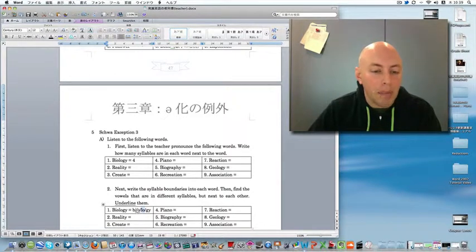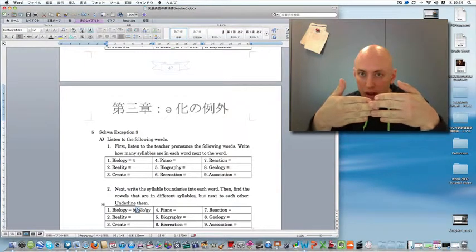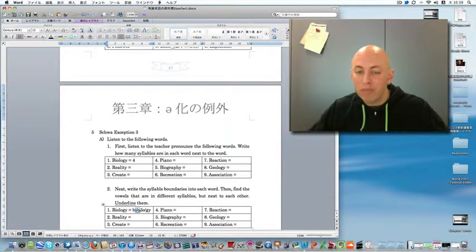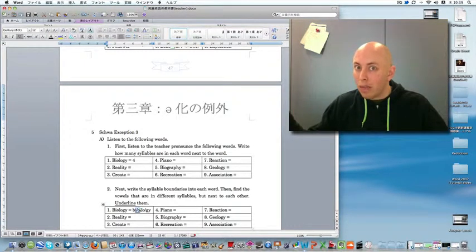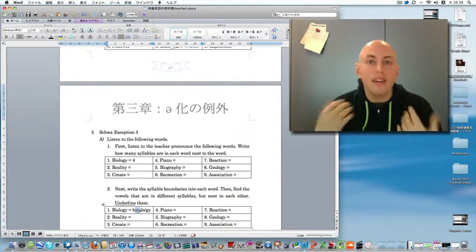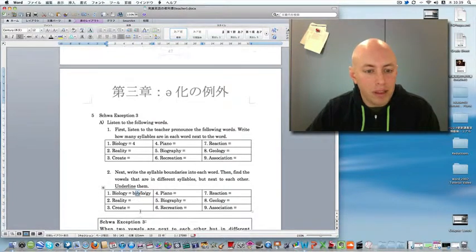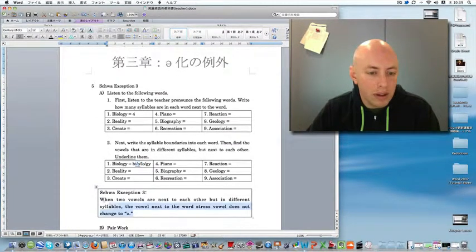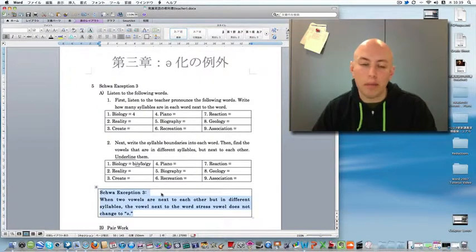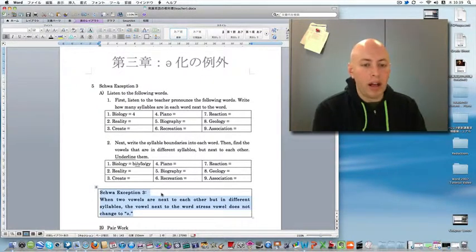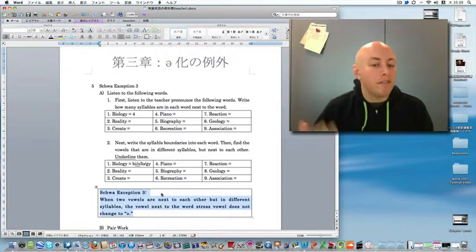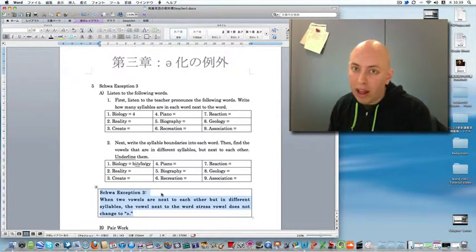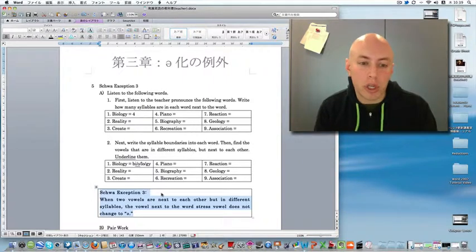The reason why this happens is because there are two vowels next to each other, but in different syllables. If two vowels are next to each other, but in different syllables, the first vowel doesn't change to a schwa. So let me give you the rule. Here's the third schwa exception. When two vowels are next to each other, but in different syllables, the vowel next to the word stress vowel does not change to a schwa.